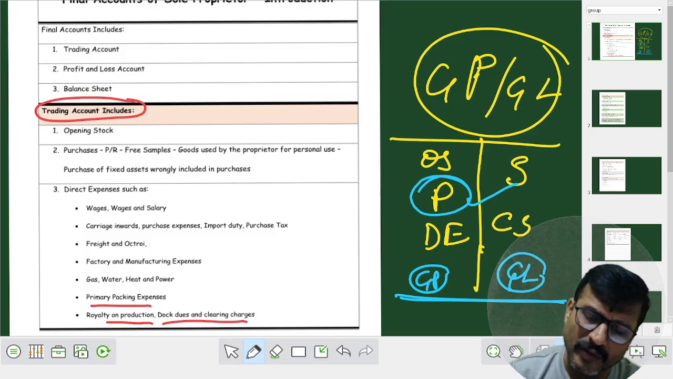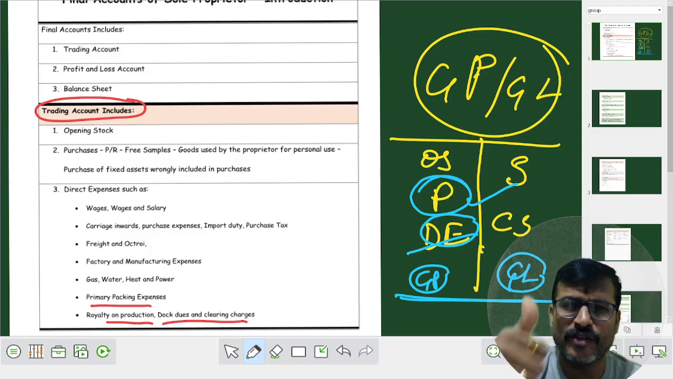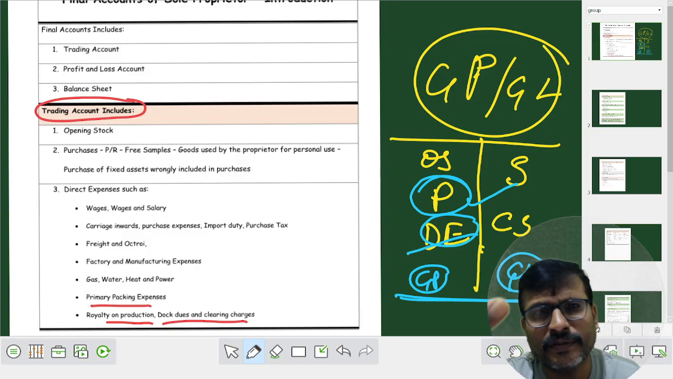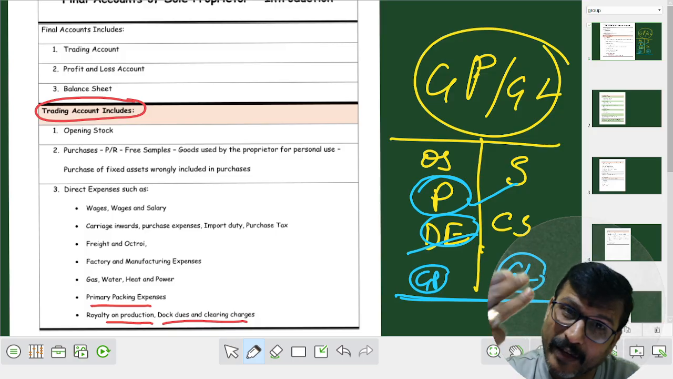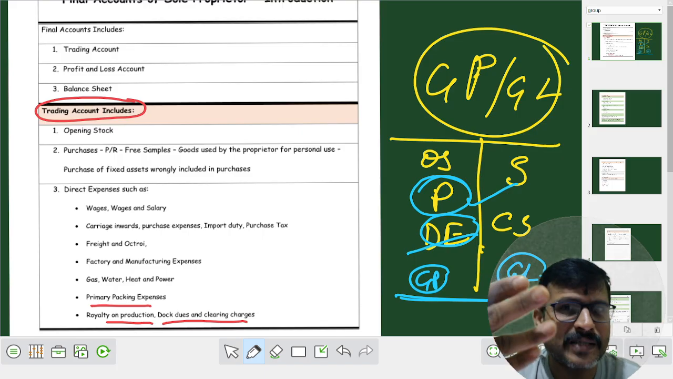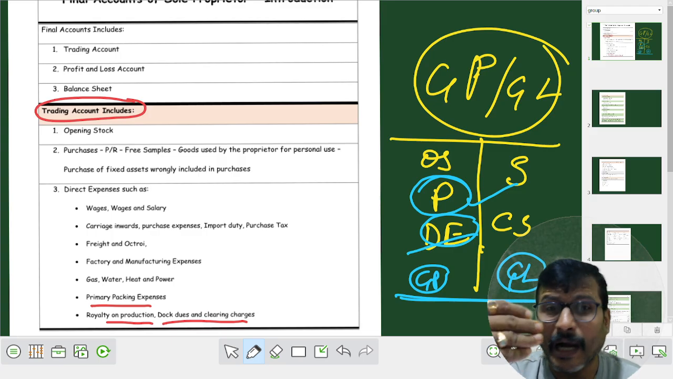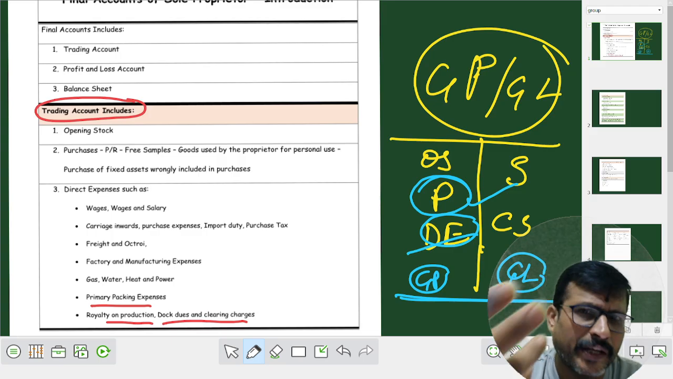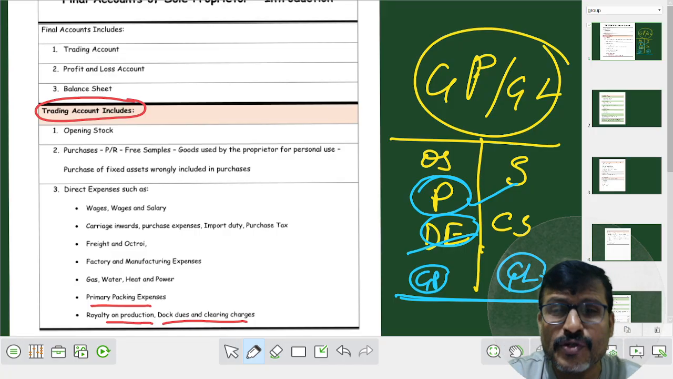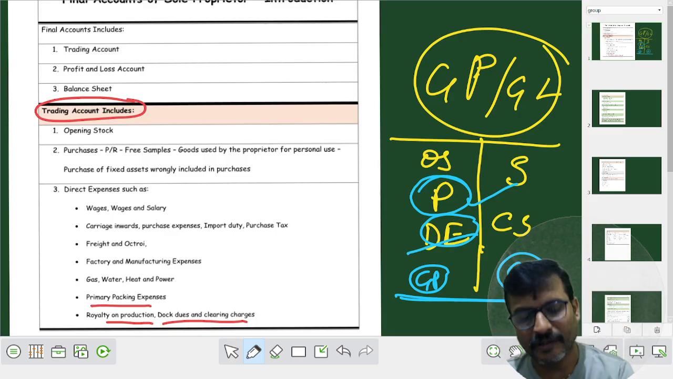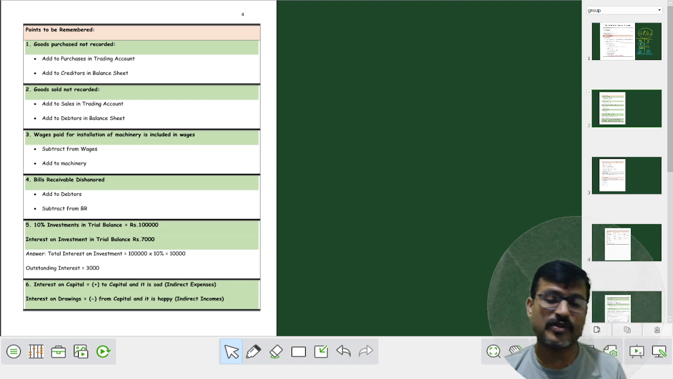What are all the things involved in your direct expenses right now? Wages, carriage inward, freight and octroi, factory manufacturing, gas, water, heat, power. Apart from that, we have to take primary packing expenses, dock dues, clearing charges. All these are included in our trading account, my dear student.